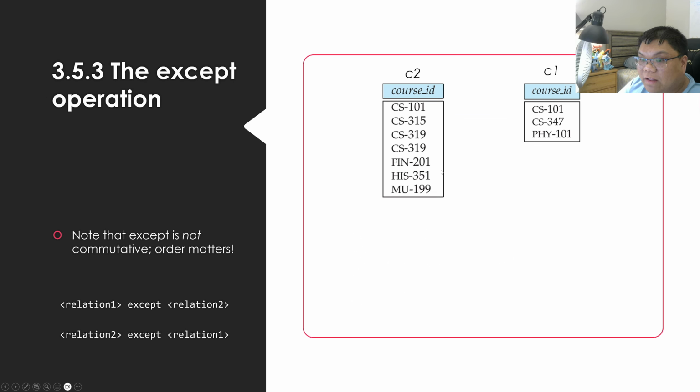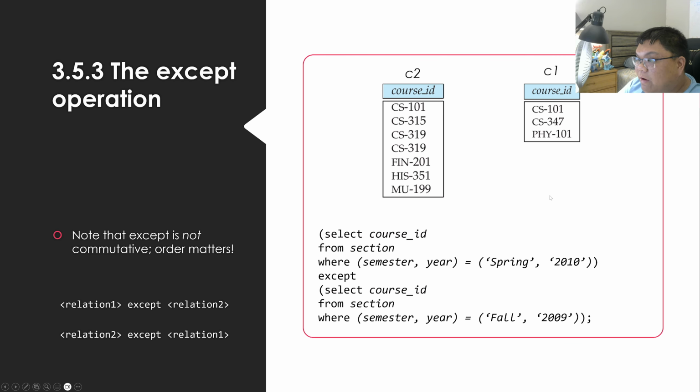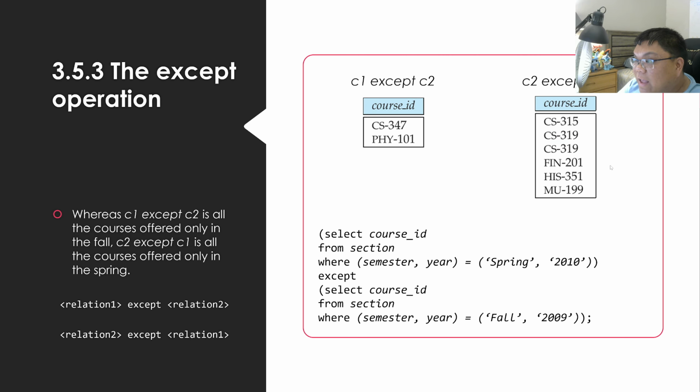Also, except is not commutative, order matters. So if we did C2 except C1, it's going to be different from C1 except C2. So we can just modify our query, so we get C2 except C1. If we did that, then we get the classes that are offered exclusively in spring. So C1 except C2, these are classes exclusively offered in the fall. C2 except C1, these are classes that are offered exclusively in the spring.